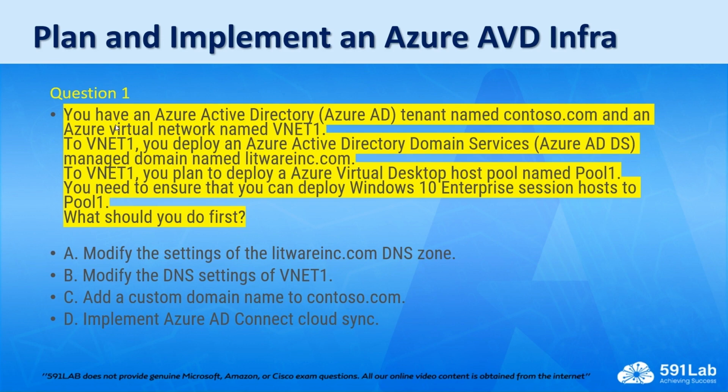A. Modify the settings of the litwareinc.com DNS zone. B. Modify the DNS settings of VNet1. C. Add a custom domain name to contoso.com. D. Implement Azure AD Connect Cloud Sync.